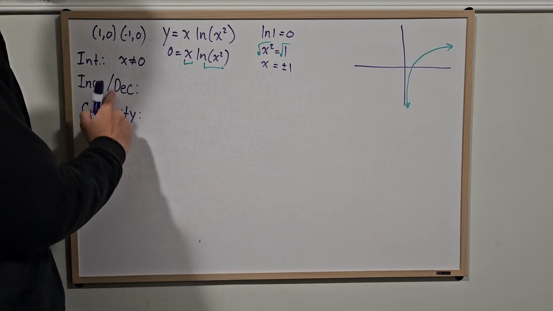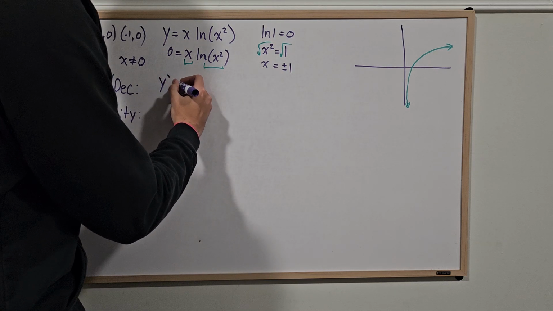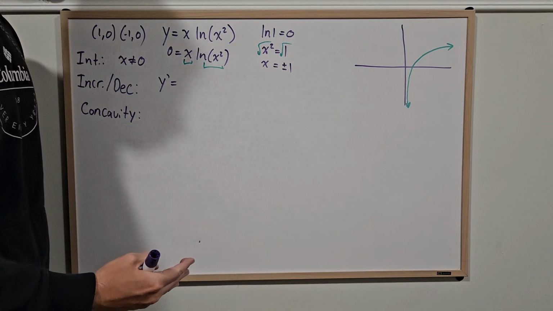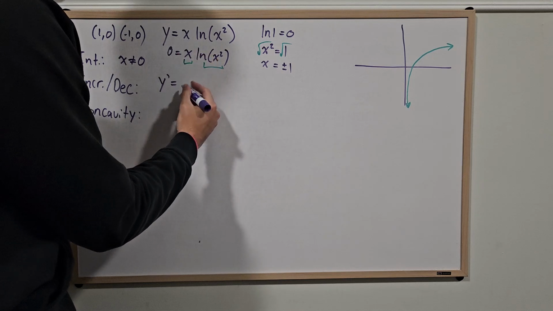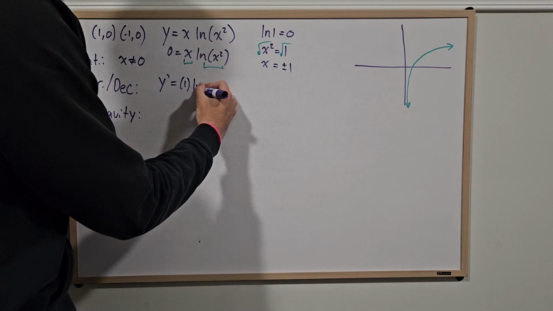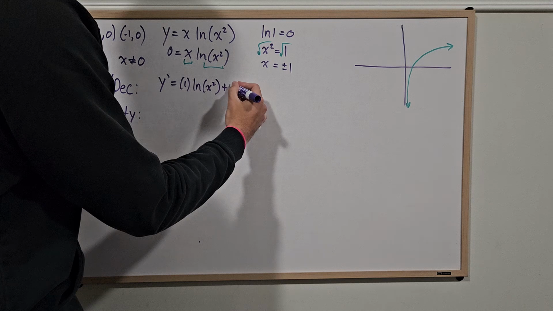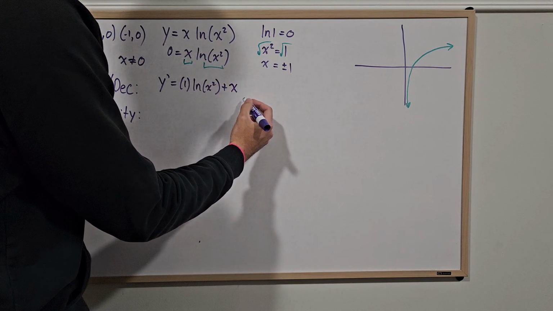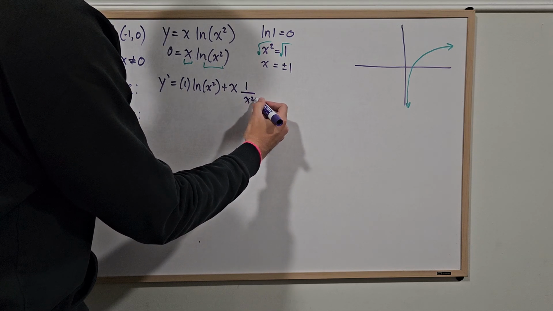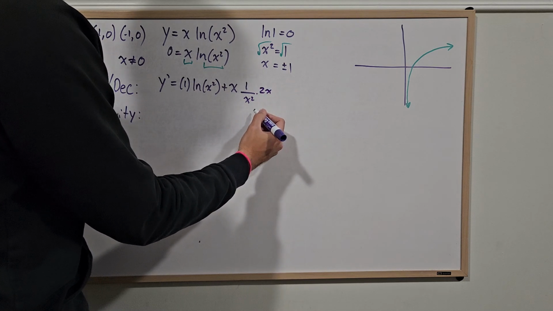Okay, intervals of increase and decrease, we're going to take the derivative of this function. To take the derivative, y prime, we see once again we have a product of two functions, so we're going to have to use the product rule. Taking the derivative of the first part, which is just 1, and we leave the second function alone, so it's just going to be ln of x squared, plus leaving the first part alone, taking the derivative of the second function. Well, that's just going to be 1 over x squared, and that's going to be multiplied by the derivative of the inside function, which is 2x.